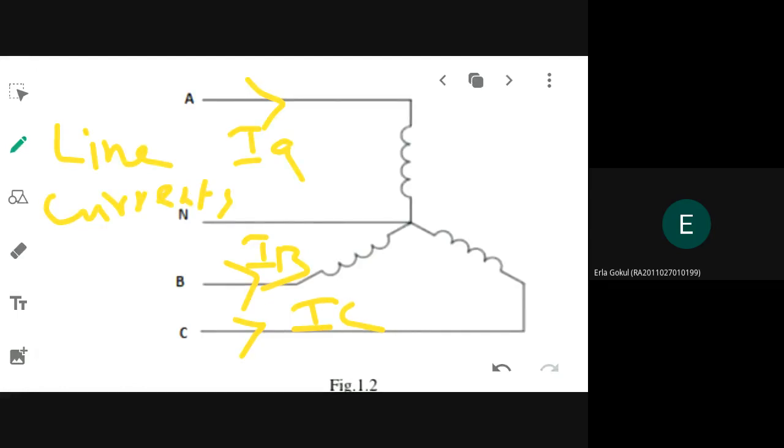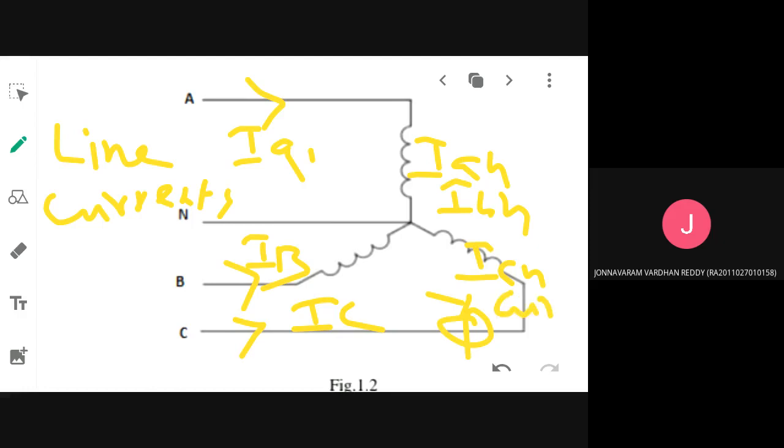What about the phase currents? Same way, you have line currents, meaning the current through the neutral. IAN, IBN, ICN, all are called what currents? Those are called phase currents. So how can you relate the phase current and the line currents? This is a star connection. You can easily tell me the answer.